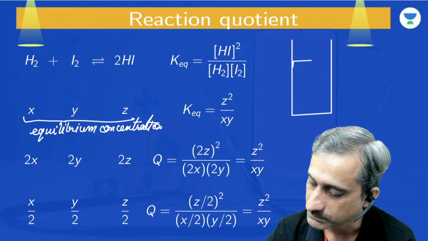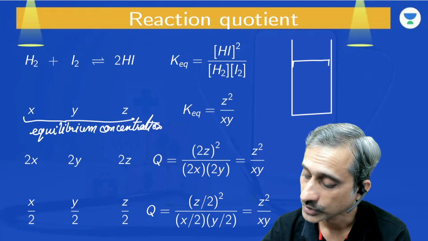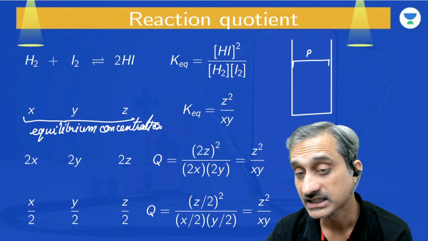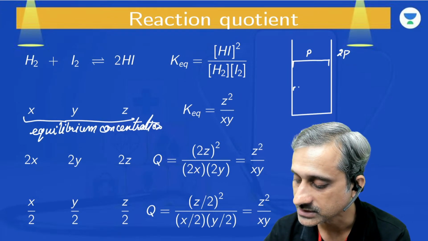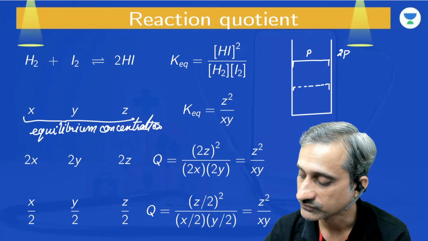Now, this has a piston over it. It's a movable piston. What we do is we make the pressure P, we make the pressure 2P. The moment we make the pressure 2P, the piston is going to move down. Here the volume was V, the volume becomes V by 2.